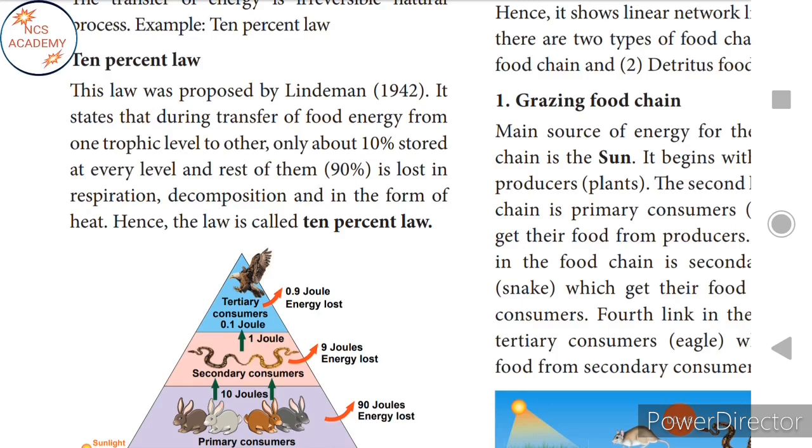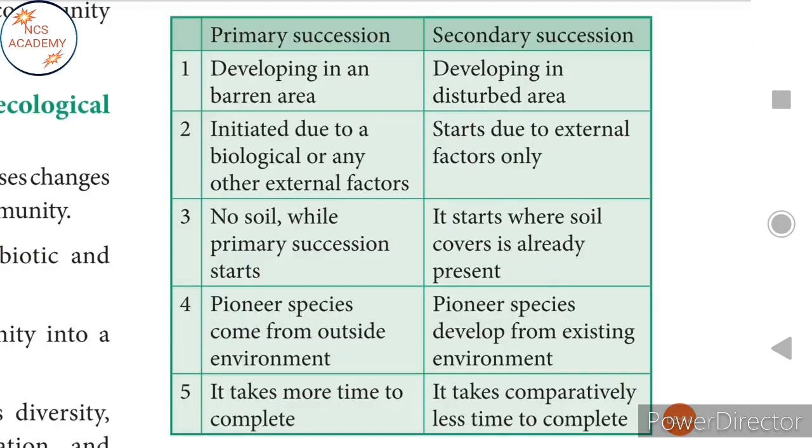Next important question, write the differences between primary succession and secondary succession. The primary succession develops in a barren area. This is the first form. The secondary succession develops in a disturbed area. Already species are there, but due to some external calamities they are destroyed, and they reform again. That is the secondary succession.